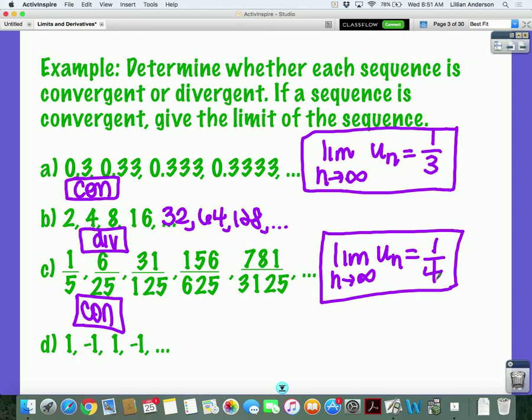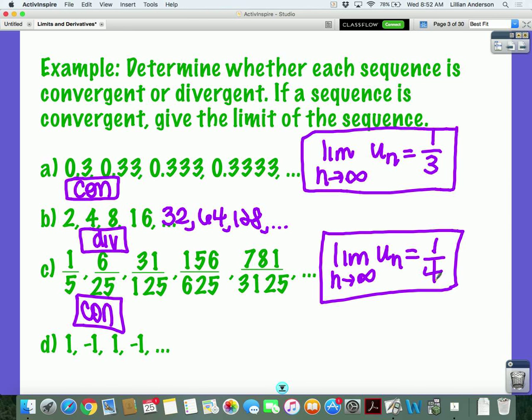And then 156/625 was 0.2496. And then the next big number was 0.24992. Okay? If you were to continue this out, you would see that this number is going to get close to 0.25, which is 1/4.